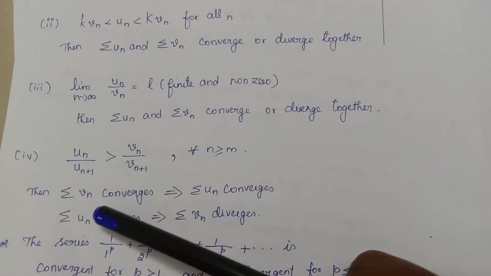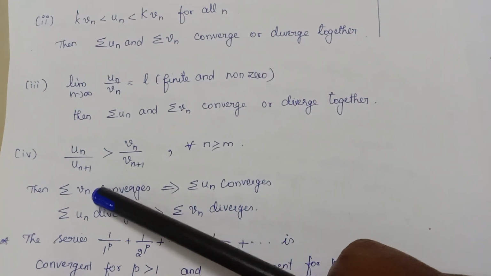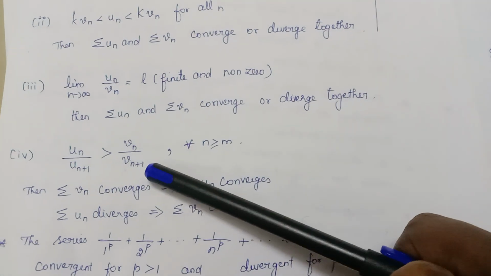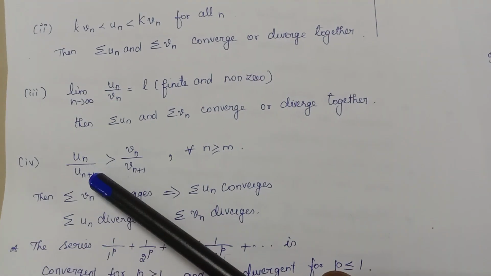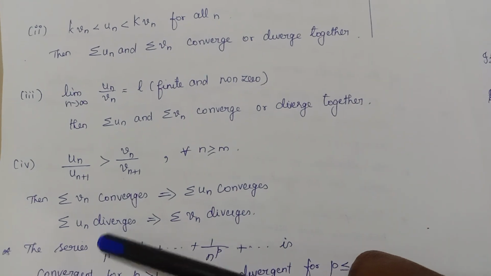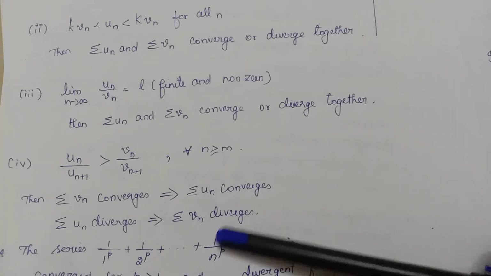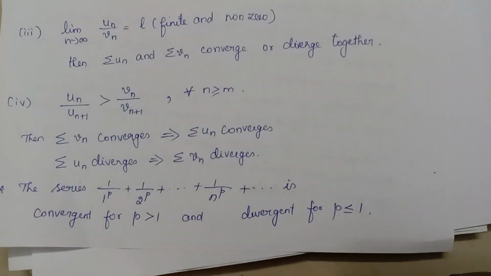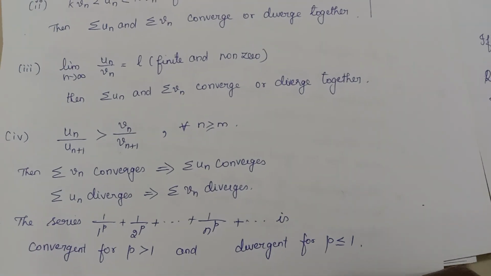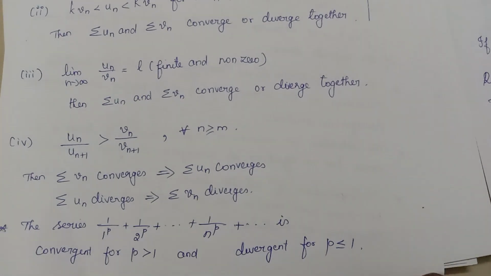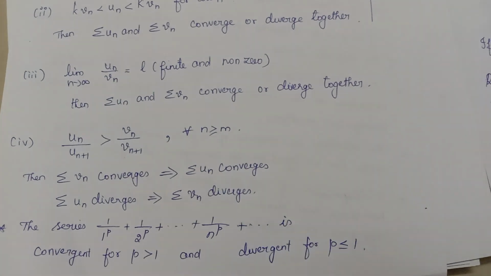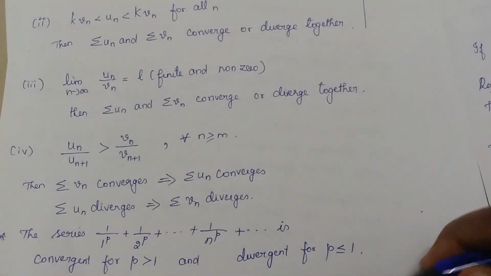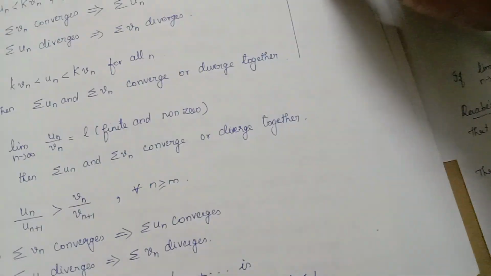And the next one: un by un plus 1 is greater than vn by vn plus 1. In that case, vn converges implies un converges, and un diverges means vn diverges. Next one is the harmonic series, 1 by 1 power p, 1 by 2 power p, plus etc., 1 by n power p. This is convergent for p greater than 1 and divergent for p less than or equal to 1.